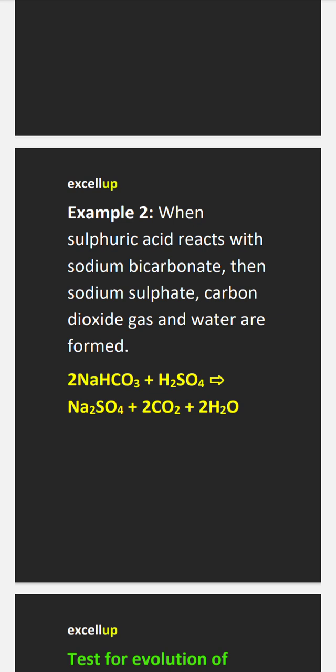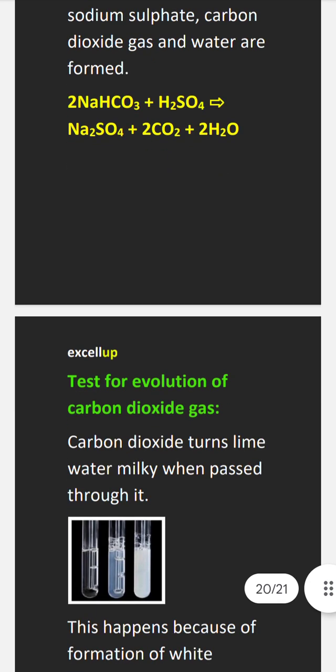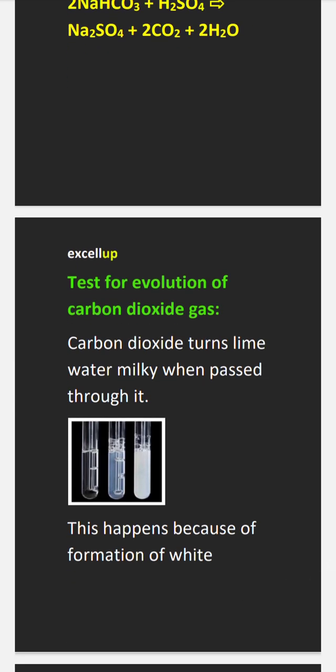So in all these reactions, carbon dioxide gas was evolved. There is a test to confirm the evolution of carbon dioxide. When the evolved gas is passed through a test tube which contains lime water, then lime water turns milky if carbon dioxide gas is passed through it. Whenever the evolved gas turns lime water milky or cloudy white, you can say this shows that the evolved gas is carbon dioxide. This is a characteristic test for evolution of carbon dioxide.